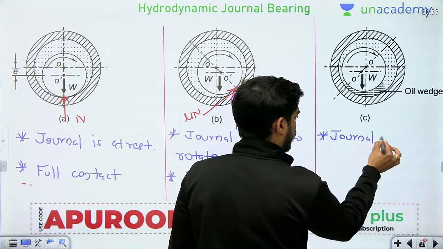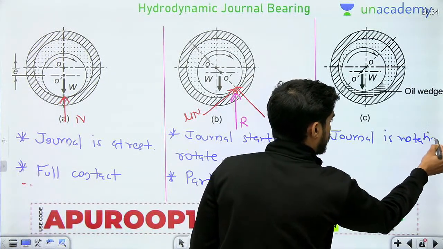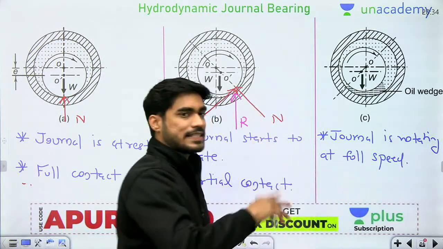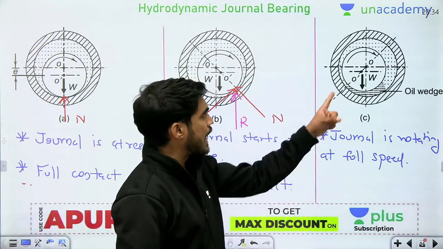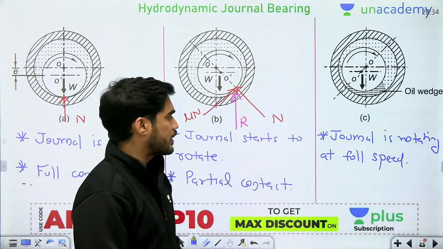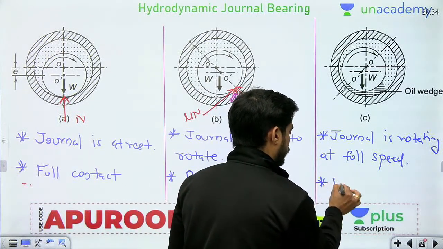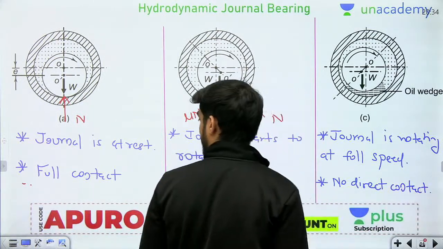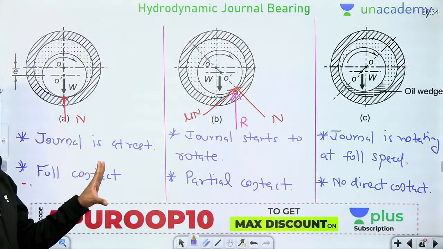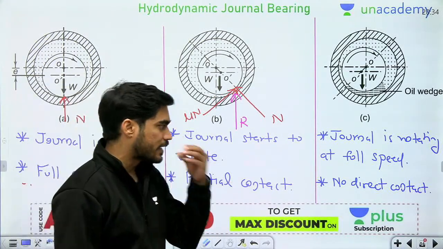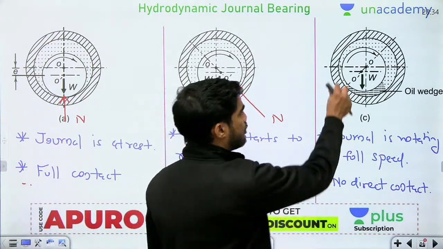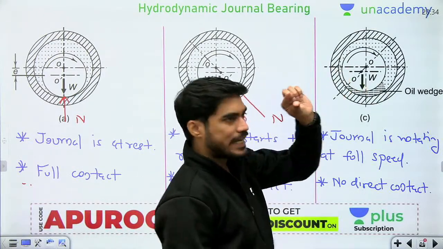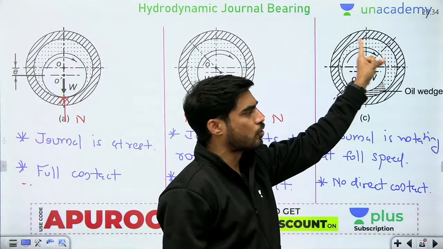And in the third case, the journal is rotating at full speed. Meaning if it is designed to rotate at 1000 rpm, then now it is rotating at 1000 rpm. Now there is no direct contact. Here there was full direct contact, here there was partial direct contact, now there is no direct contact. You can see it is completely separated. There is a thick film of lubricating oil between the two.